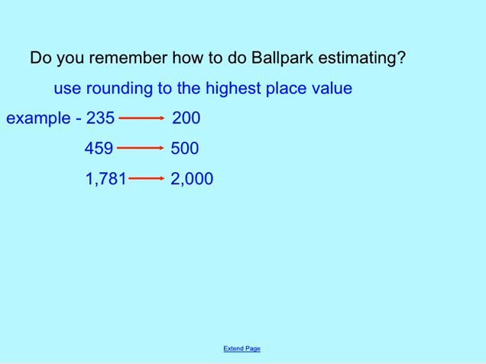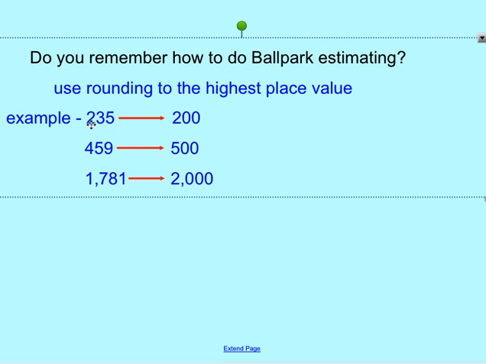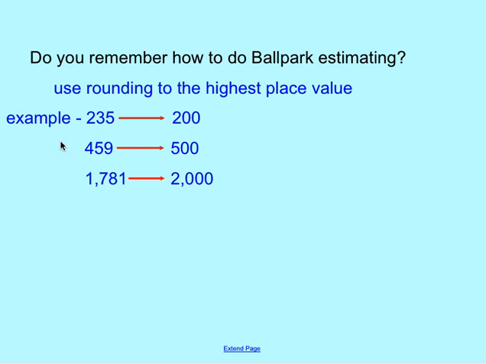Now, thinking back to our last lesson when we were doing ballpark estimating, you use rounding to the highest place value. So when you look at these numbers, you notice that you have the number 235 and you go to the highest place, which is 200, and you look to the right, and that right is your indicator. Do you stay at 200 or do you bump it up? And with the 3 you stay.